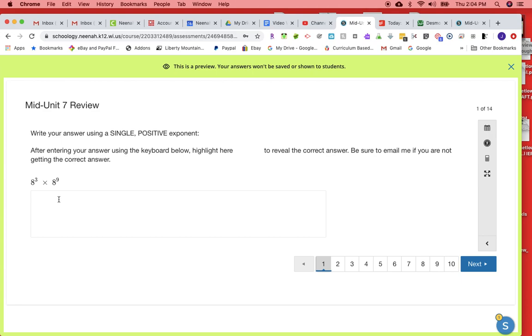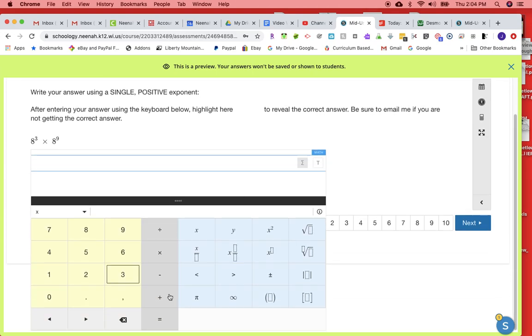So I'm going to click on the box. It's going to bring up a box like this. This is not a calculator. It's just for inputting numbers. So our answer is going to be 8 because it's our base. It's the same. Then we're going to add our exponents. So 3 plus 9 is 12. So I need an exponent of 12.